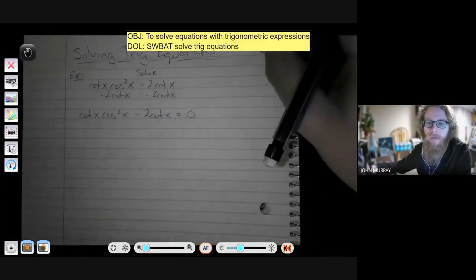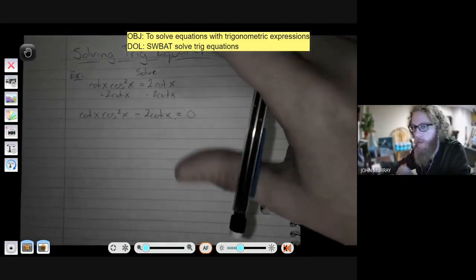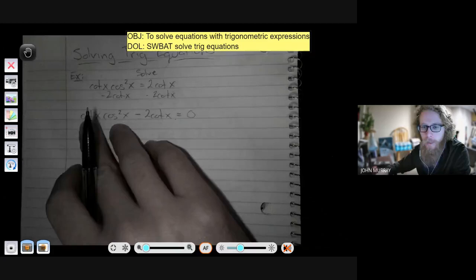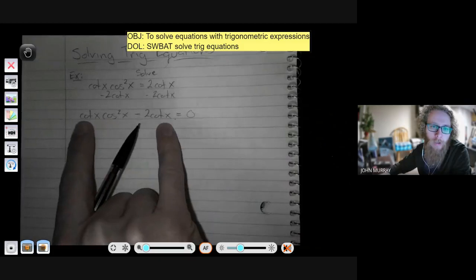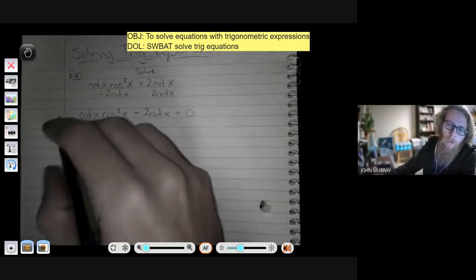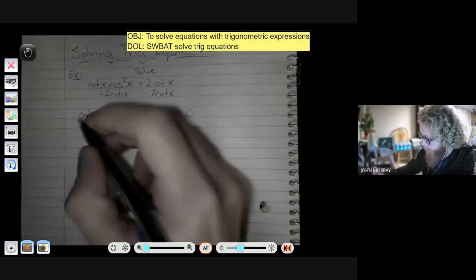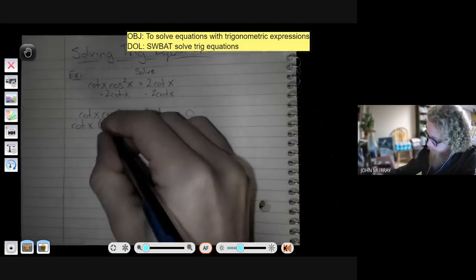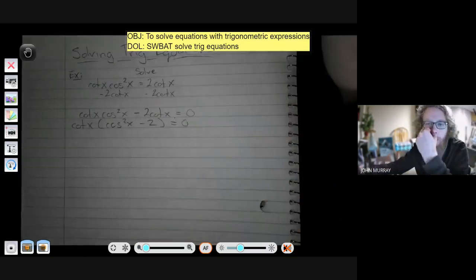So now looking at this, again, there's no rules that I'm seeing right off the bat. I can replace this with a 1 minus sine squared, but that would just make things trickier because then I'd be dealing with sines and cotangents. But what I do notice is there's a cotangent in this first half and the cotangent in the second half. So we can factor that cotangent out, just like we factor with normal polynomials, we can factor out trigonometry. So I pull out a cotangent x. What I'm left with is cosine squared x minus 2 equals 0.